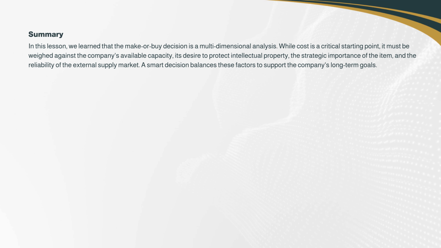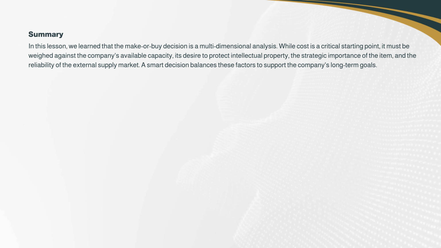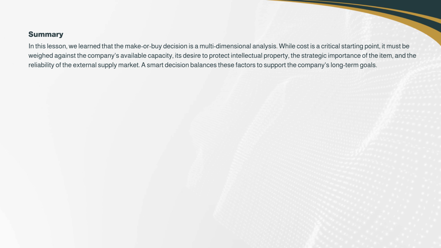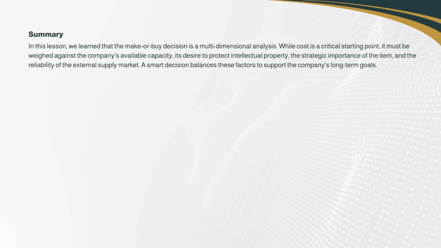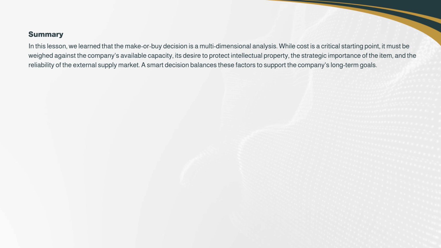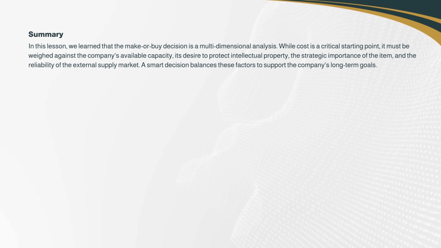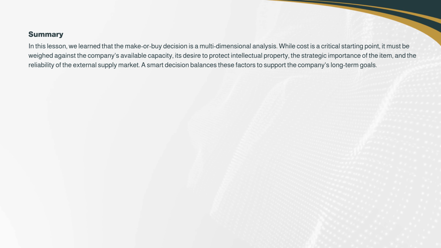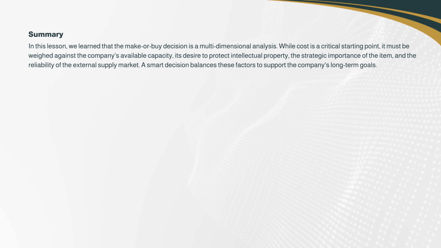Summary. In this lesson, we learned that the make or buy decision is a multidimensional analysis. While cost is a critical starting point, it must be weighed against the company's available capacity, its desire to protect intellectual property, the strategic importance of the item, and the reliability of the external supply market. A smart decision balances these factors to support the company's long-term goals.